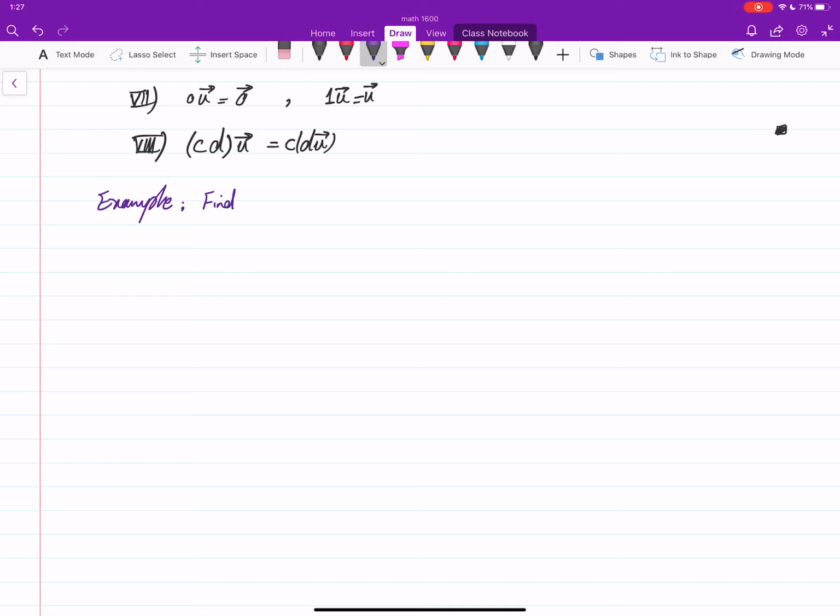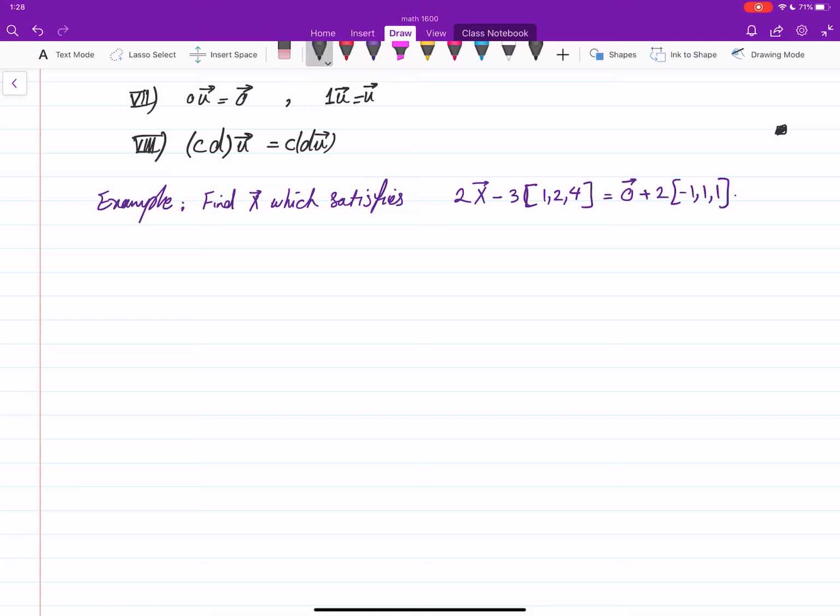Find x which satisfies the equation 2 times x minus 3 times (1, 2, 4) equals the zero vector plus 2 times (-1, 1, 1). So this is an equation that you have here, but the variable here is a vector. How can we solve this?